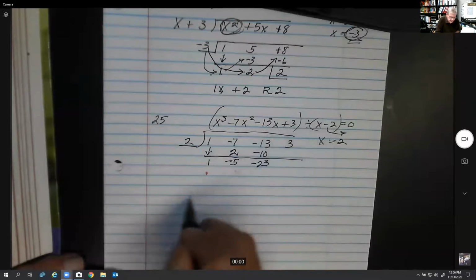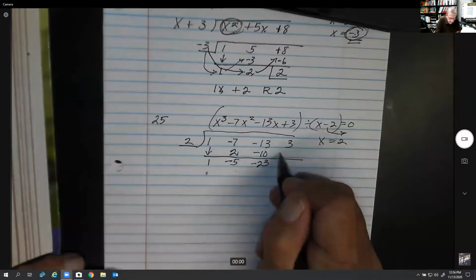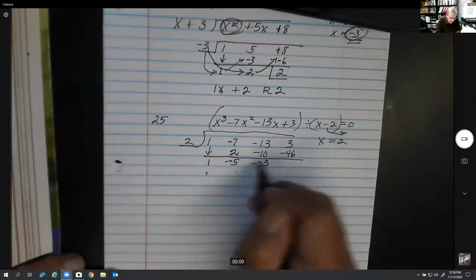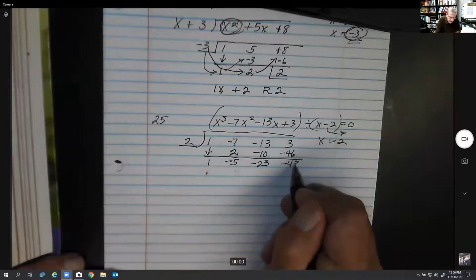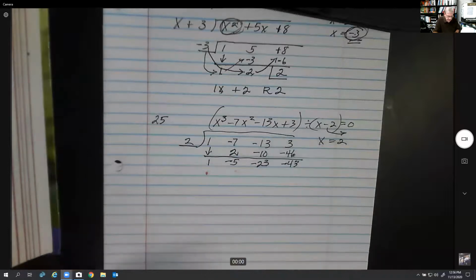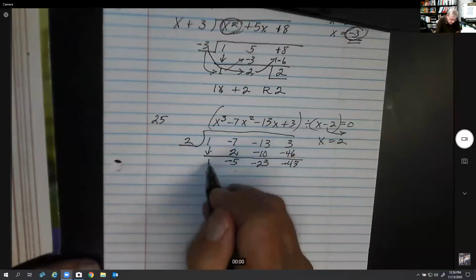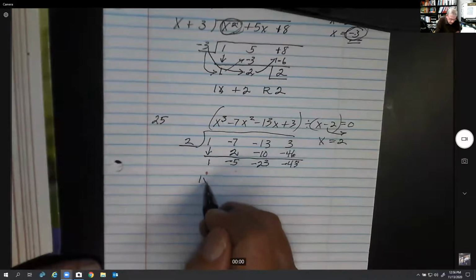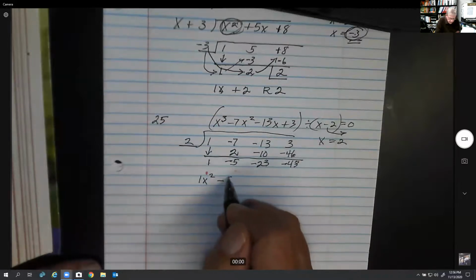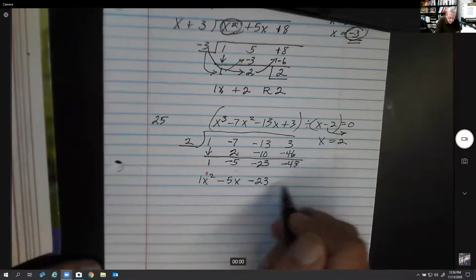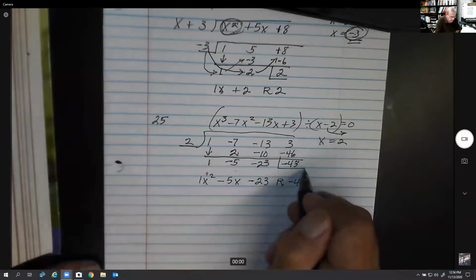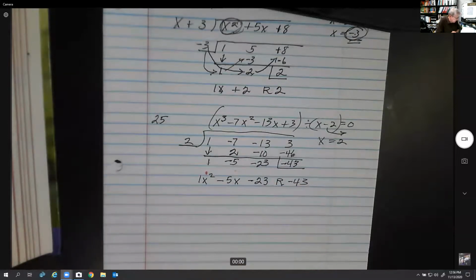Negative plus negative stays negative. Multiply, write it down, calculate. Didn't look like this one went in any too easy, huh? This first term is going to be 1 power smaller, so this is going to be 1x squared, descending, minus 5x, minus 23, ran out of numbers, remainder, -43. Box it off. And there you got it. Divided synthetically.